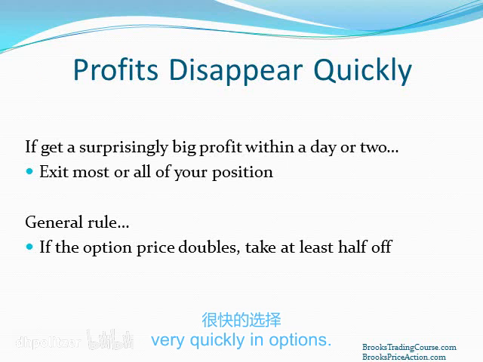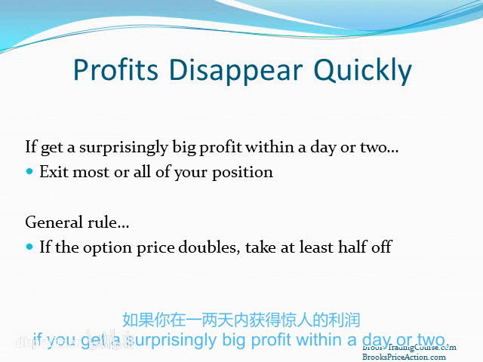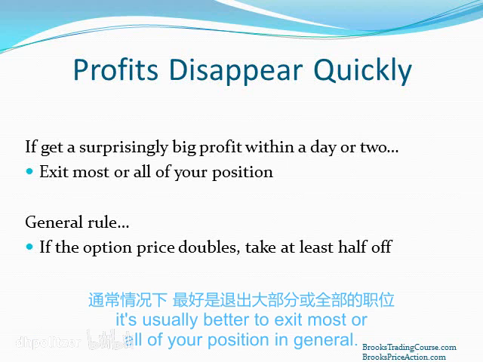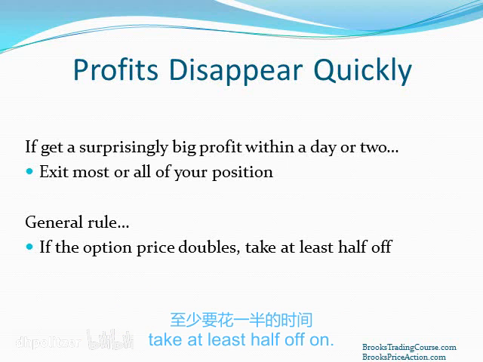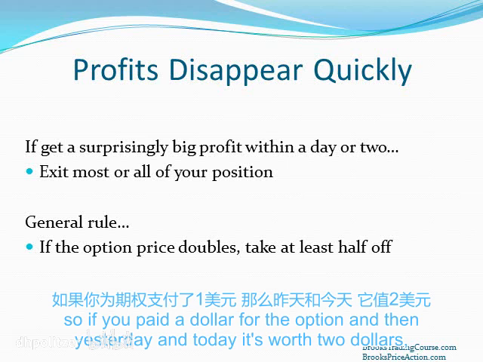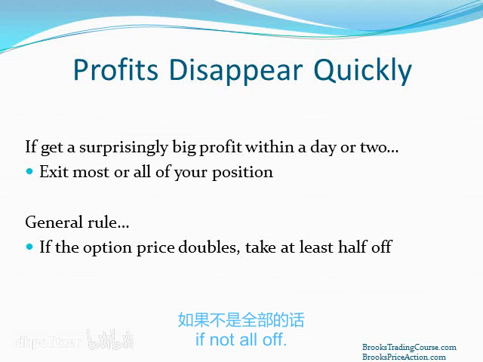Profits disappear very, very quickly in options. So if you get a surprisingly big profit within a day or 2, it's usually better to exit most or all of your position. In general, if the value of the option doubles in price, take at least half off. So if you paid $1 for the option, and then yesterday and today it's worth $2, take at least half off, if not all off, if it's achieved your goal.